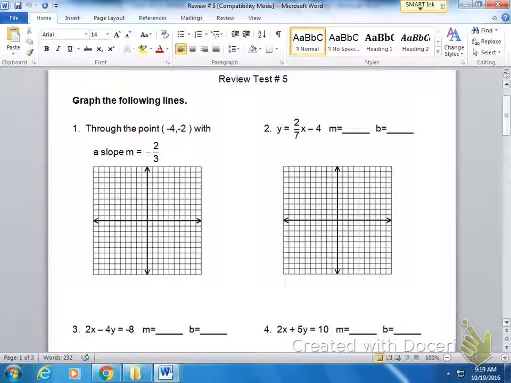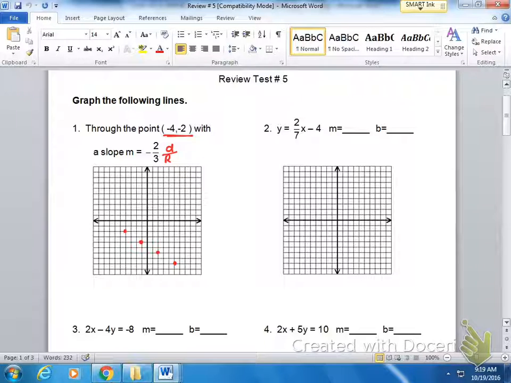Through the point -4, -2 with slope m equals -2/3. So remember, they're giving us a point to start with that we have to plot first. So -4, -2 is down here. Then they give us a negative slope of 2/3. So this is going to be down and to the right. So down 2, right 3. Down 2, right 3.